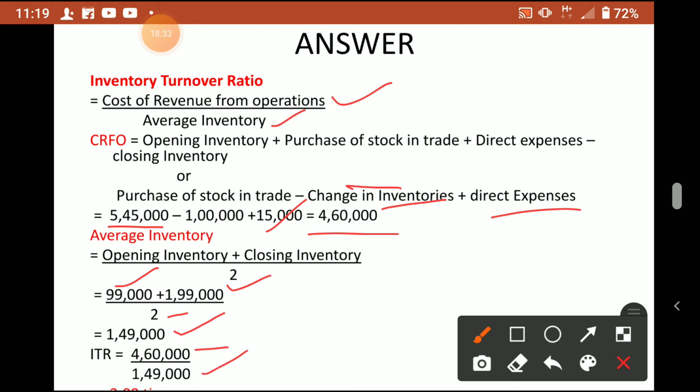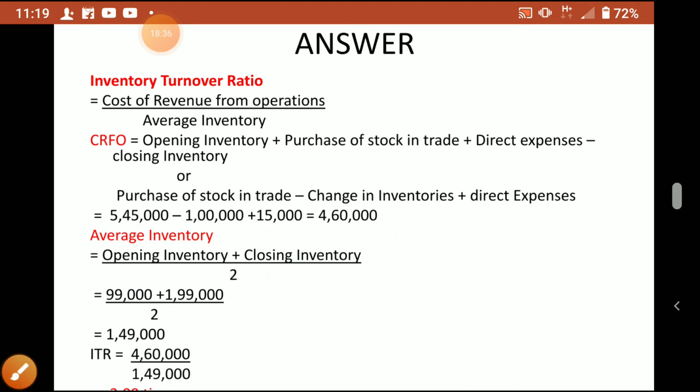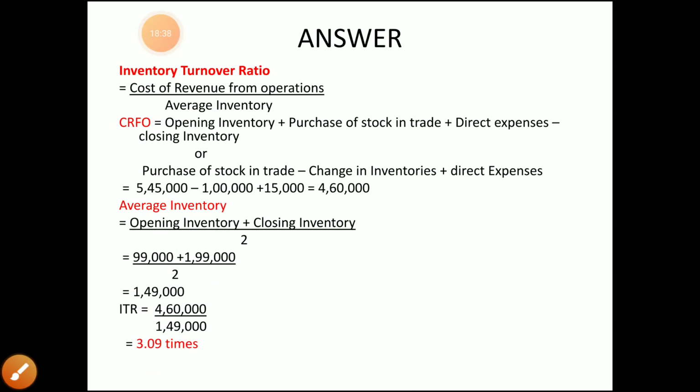So the ratio is how much? 3.09 times is the answer. I hope it is clear. Easily you can understand. Calculate whatever is needed. In all ratios we need two items: here we need cost of revenue from operations and average inventory. Both items are needed. So cost of revenue from operations, how to calculate? Already the equations, learn all equations by heart, understand properly. Then apply in the equation.